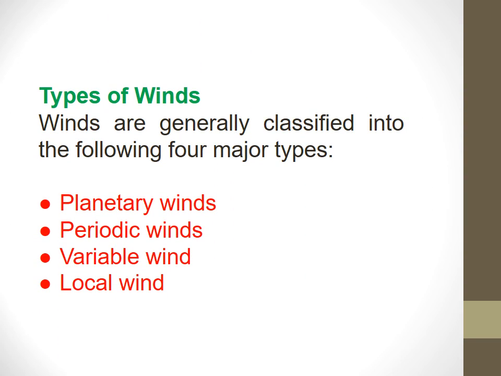And in winds, some types are there. So we are going to see the types of winds. Winds are generally classified into the following 4 major types. They are planetary winds, periodic winds, variable winds, and local winds. Read with me, all of you. Planetary winds, periodic winds, variable winds, and local winds. First we are going to see the planetary winds.